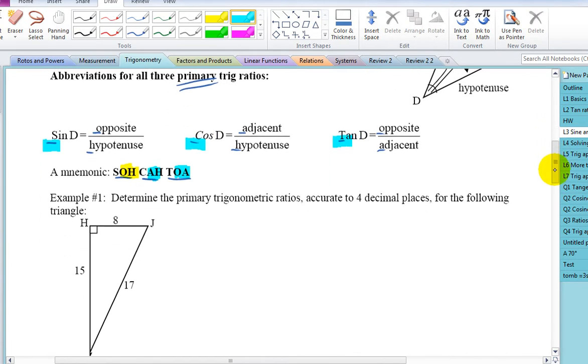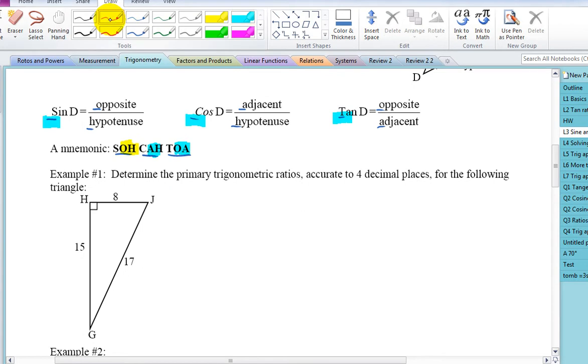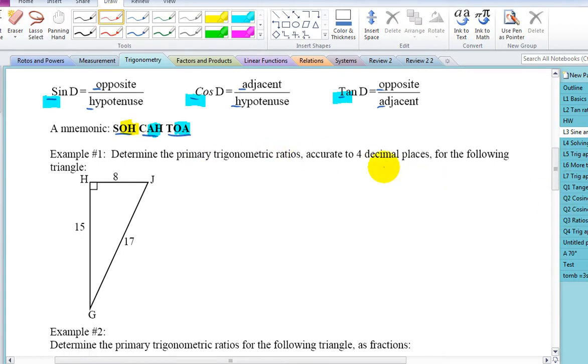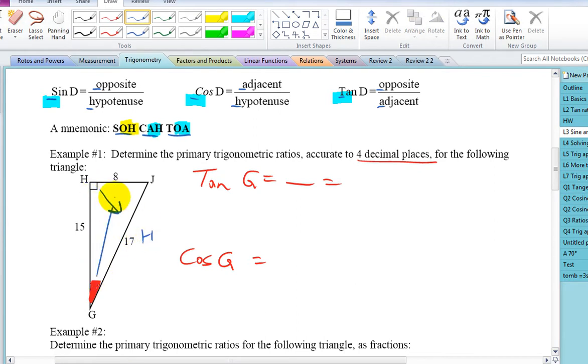So let's practice a little bit as we explore sine and cosine. Find the 3 primary ratios to 4 decimals for the following. So which angle do you want to find first? G? Okay, so find the angle G. Label your HOA. So when you label your HOA, it should be labeled as H because it's across from 90, O because it's opposite, and adjacent's left over.